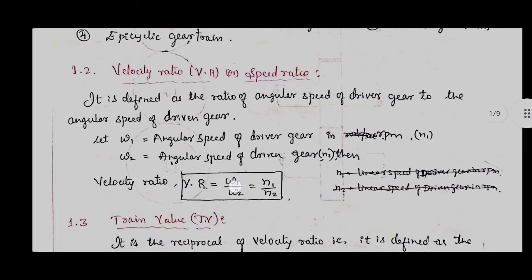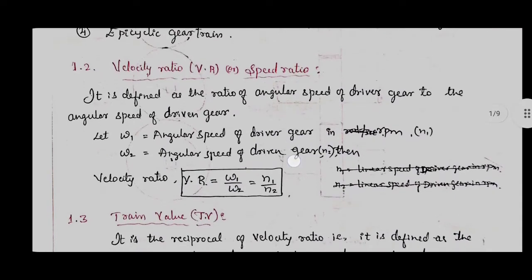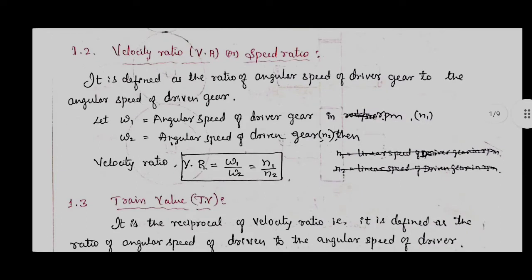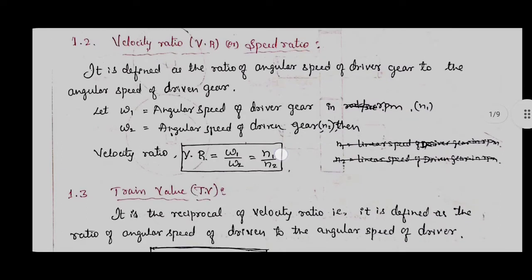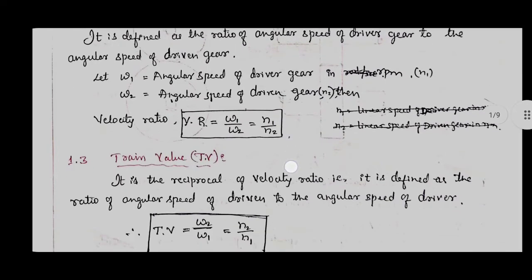Here, W1 is the angular speed of the driver gear and W2 is the angular speed of the driven gear. It is taken in RPM, rotations per minute, as the unit of angular speed. You can also take it as N1 and N2, where N1 is the speed of the driver gear and N2 is the speed of the driven gear.